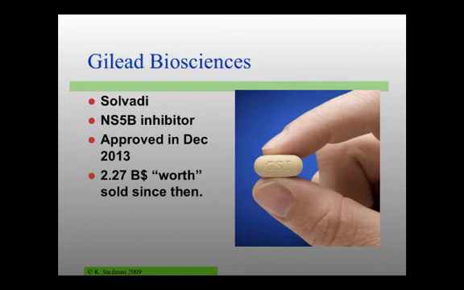It's an inhibitor of NS5B that we'll get to in just a second, approved by the FDA in the end of last year. Since then, almost $2.3 billion worth of this drug have been sold, which is really pretty insane in terms of the amount. In fact, it's the fastest selling drug ever at this point. There are also competing drugs that were also just approved in the last couple of years.